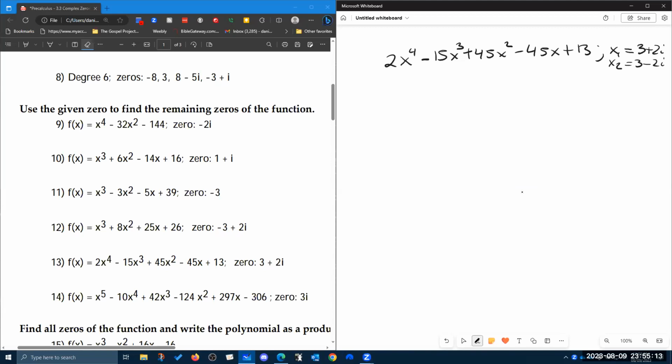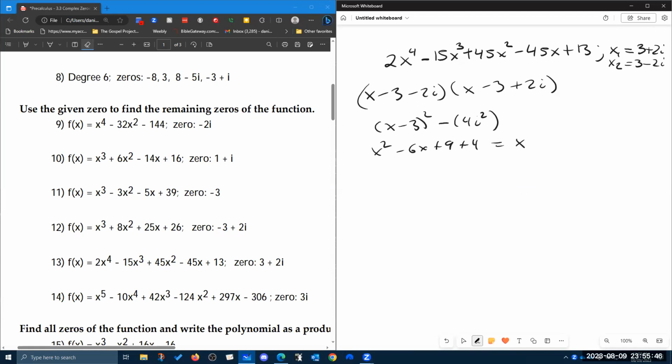Let's go ahead and do the same thing we've done before. X minus 3 minus 2i, x minus 3 plus 2i. This is going to give us an x minus 3 squared minus 4i squared. X squared minus 6x plus 9 plus 4. X squared minus 6x plus 13.